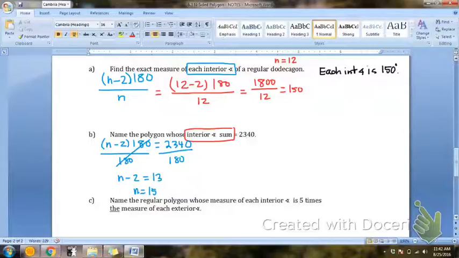So this means the polygon is a what? Does 15 have a special name? It's a 15-gon. That's all you're going to write. The polygon is a 15-gon. Right, because if I'm solving for n, I have to add 2 to each side, right? And then I get 15. Sorry, I skipped that step.